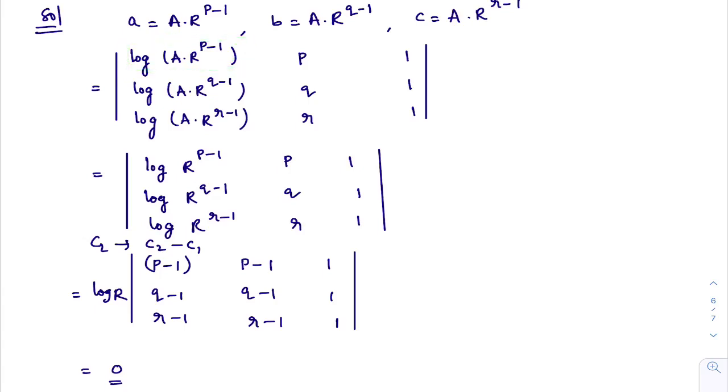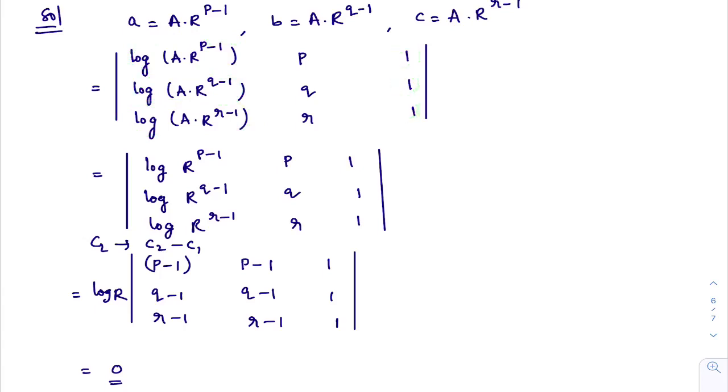When we know that in a determinant, if all the terms are expressed as a sum of two terms, then the determinant can be expressed as a sum of two determinants. So this can be written as log a plus logarithm of r power p minus 1, log a plus logarithm of r power q minus 1, and log a like that, and here 1 1 1 is there.